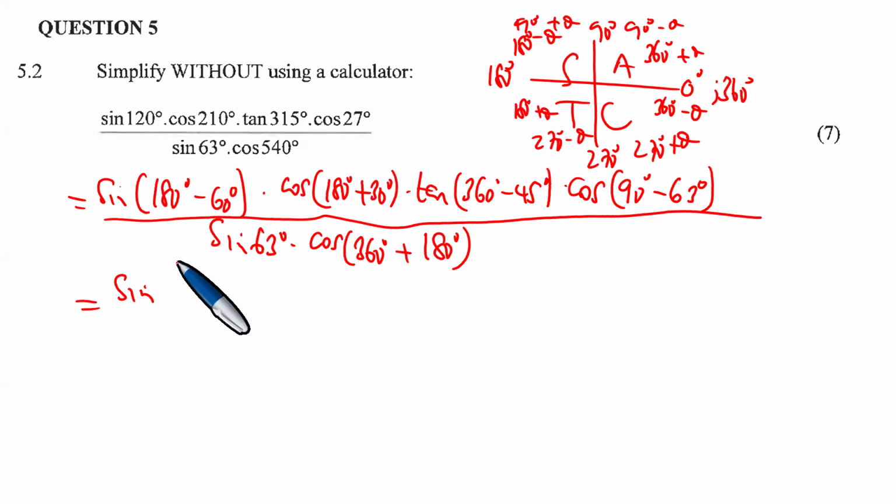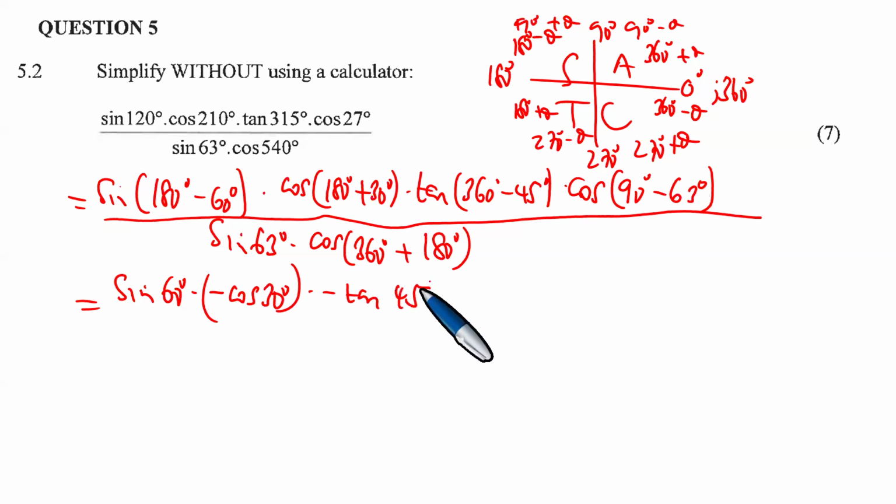So 180 minus 60 degrees is an angle in the second quadrant in which the sine is positive, so this is positive sine of 60 degrees. 180 degrees plus 30 is an angle in the third quadrant in which the cosine is negative, and this gives us negative cosine of 30 degrees. And 360 minus 45 is an angle in the fourth quadrant in which the tangent is negative, because only the cosine is positive, and this gives us the negative tangent of 45 degrees.